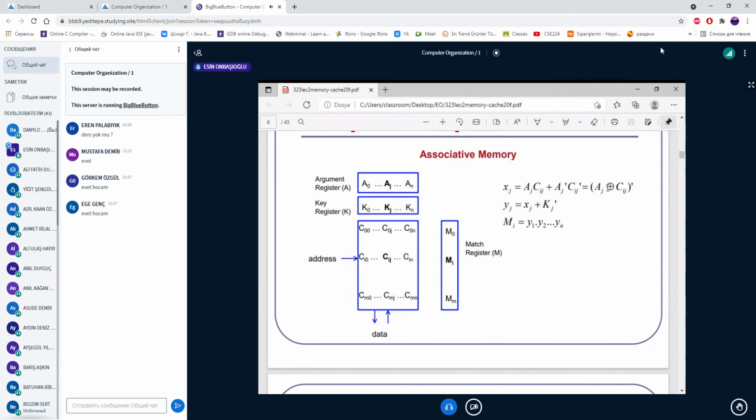Just correct it now. Last hour I couldn't find this sign, so I put a star. The star does not mean multiplication or an AND operation. It means it's exclusive OR. So just correct it now.